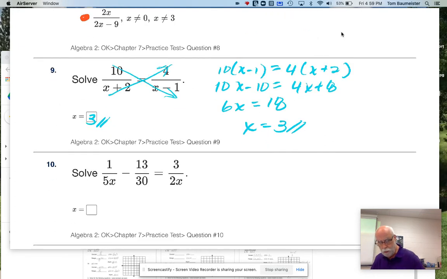Okay. Let's see, solve 1 over 5x minus 13 over 30 equals 3 over 2x. So again, let's look at this. Again, we have to find a common denominator. So I have 5 times x. I have 5 times 2 times 3. And I have a 2 times x.